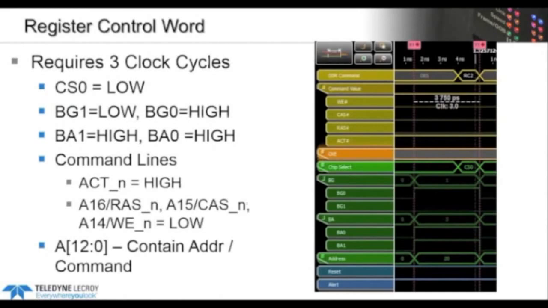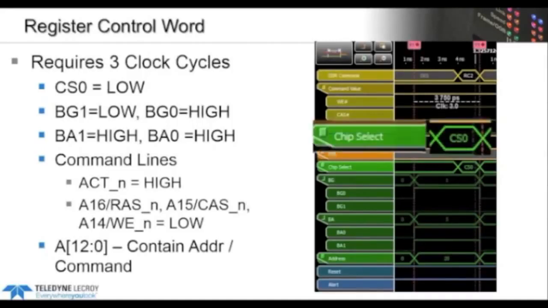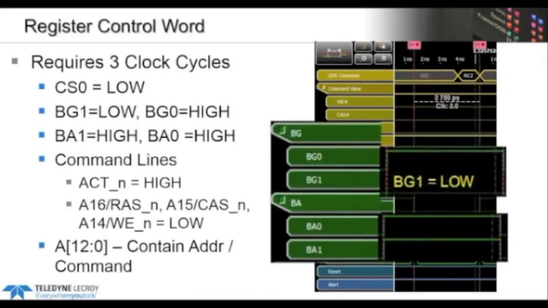What does it look like on the bus? This is an RCW. It requires 3 clock cycles to transmit a typical RCW command. Your chip select 0 is low, okay? Your bank group 1 is low. So this is going to look just like an MRS. Your command pins are going to look like an MRS, where you've got RAS, CAS, and write enable all low, activate is high. Your address pins 0 through 12 contain the address and the payload of the register commands. So just like a normal MRS, there's a payload that's traveling on the address bus.